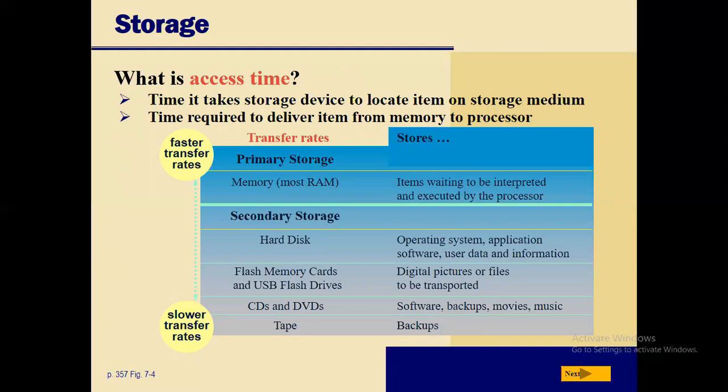Access time per byte for a hard disk or solid state drive is typically measured in milliseconds, or thousandths of a second, while the access time per byte for primary storage is measured in nanoseconds, or billionths of a second. Thus secondary storage is significantly slower than primary storage. Access time is the time it takes a storage device to locate an item on the storage medium. We can say that primary storage has faster transfer rates compared to secondary storage.